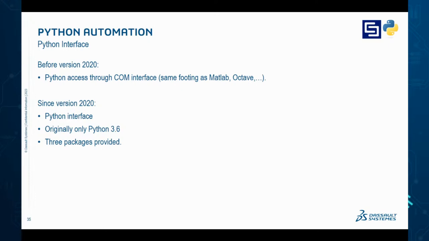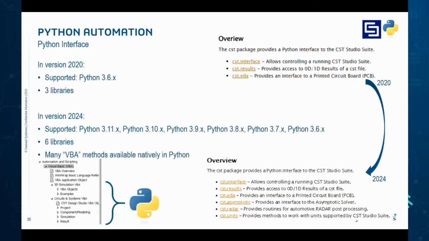However, after seeing the benefits that tighter integration with Python would bring to our users in general, we launched back in 2020 our first version of our Python interface. Back then, it was pretty much a minimum package with support only for a few libraries and a single Python distribution. But for 2024, we have massively increased the number of supported Python distributions, also extended the libraries that are available, and we started also making our old VBA methods available natively in Python as well.